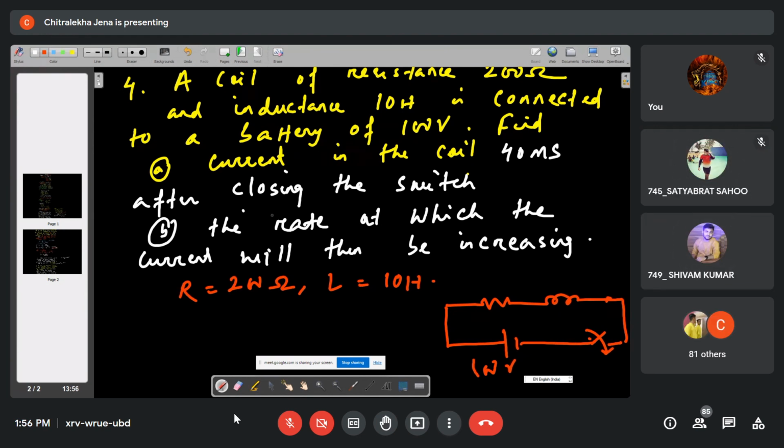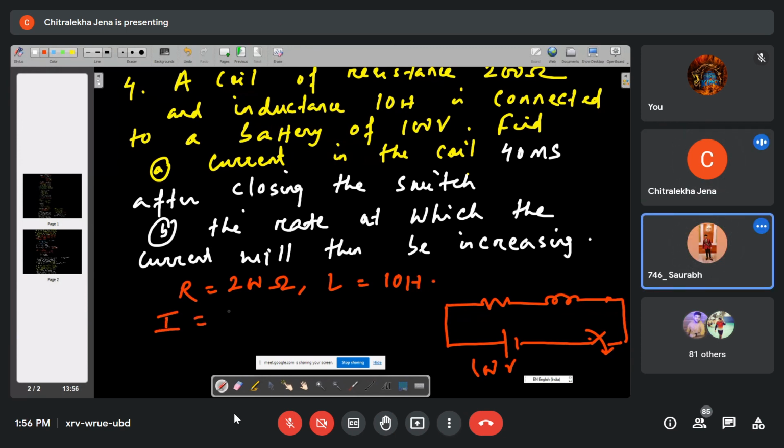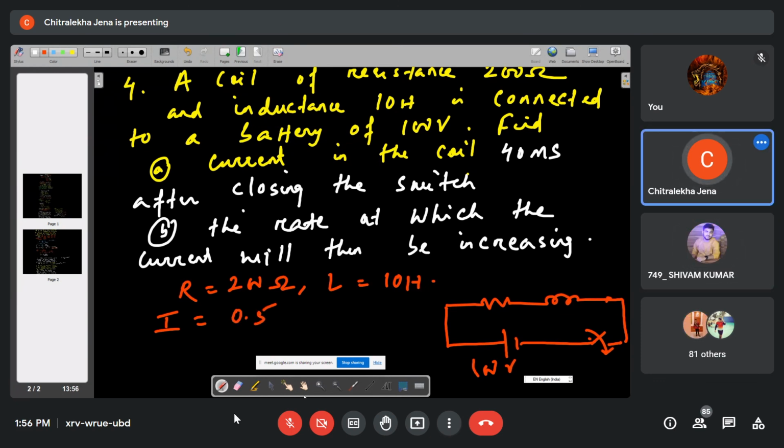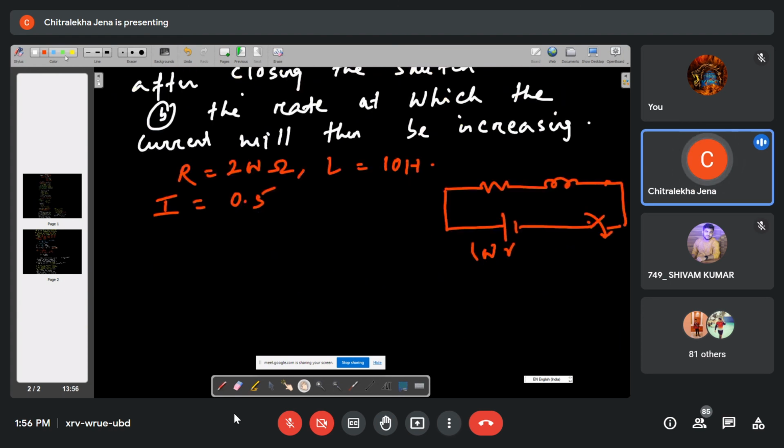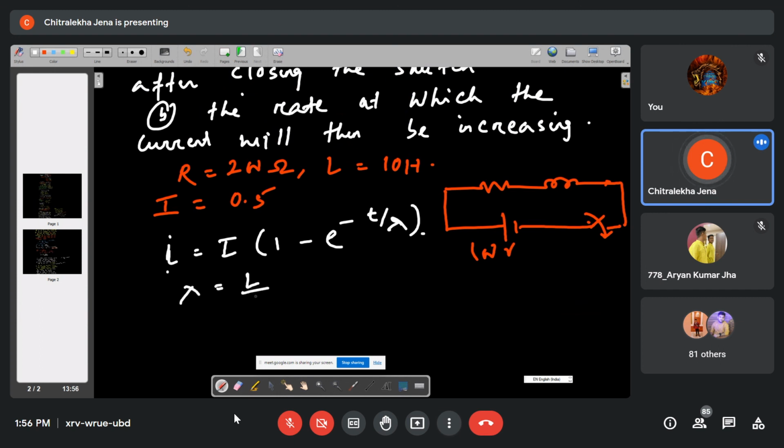Yes, ma'am. Okay, so what is my equation? What is my capital I? V by R, 100 by 200, that is 0.5. Okay. So now I will substitute. What is my equation? Small i is equal to I into e to the power minus t divided by lambda. So what is my lambda? Lambda is L by R. How much is it coming? 0.05 second. Are you getting this or not?